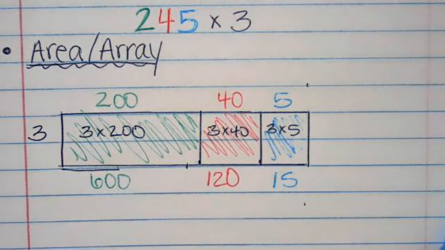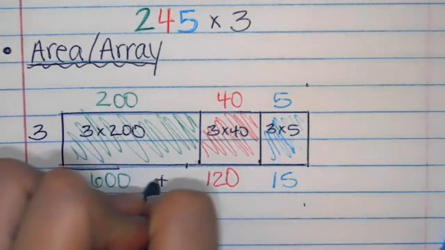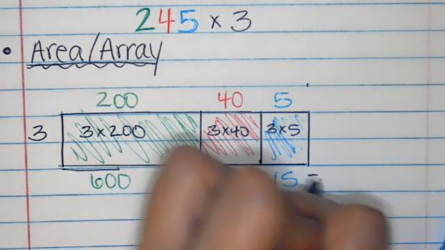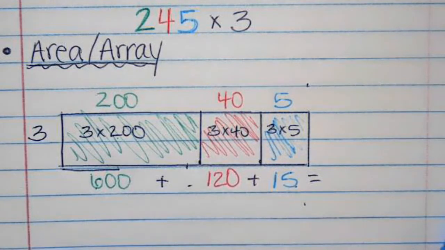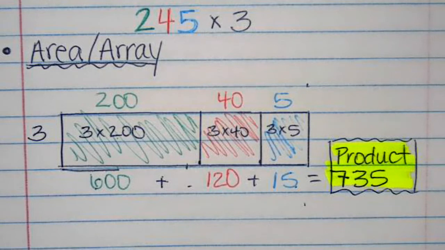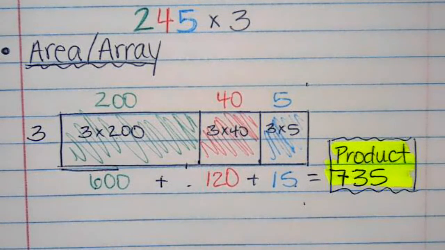So I'm going to take these partial products. Again, remember I talked to you about that partial product business. I have to add these 3 things up to get my end product. And my end product after adding those together is 735.